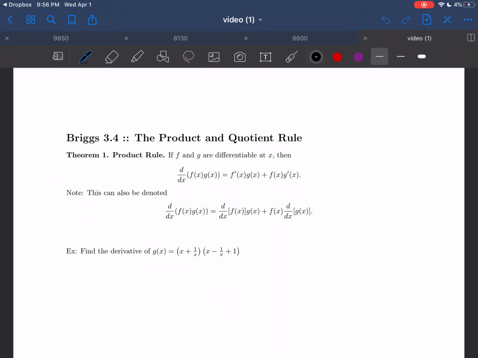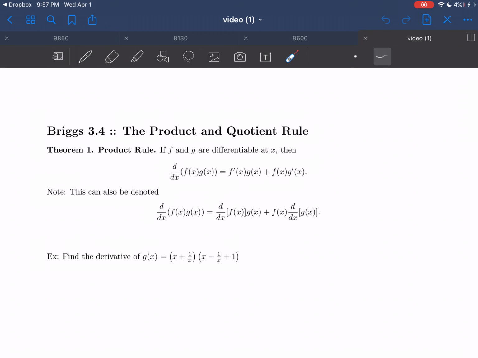Everybody. Alright, so we are back looking at Briggs 3.4. Last section we talked about different rules for taking the derivative. And so we'll talk about two more today. So we'll talk about the product rule and then the quotient rule.